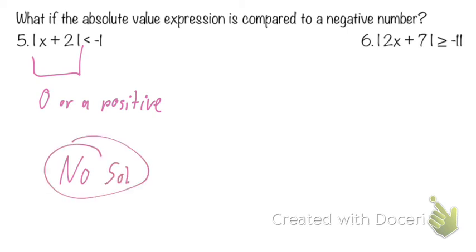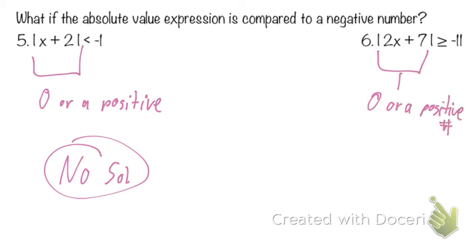So we think, well, what's the lowest possible number we could get? 0. Well, is 0 less than negative 1? No. But on the second one, the absolute value of 2x plus 7 is greater than or equal to negative 11. Once again, what's the lowest possible value you could get out of an absolute value? 0. So you're going to get 0 or a positive number again.